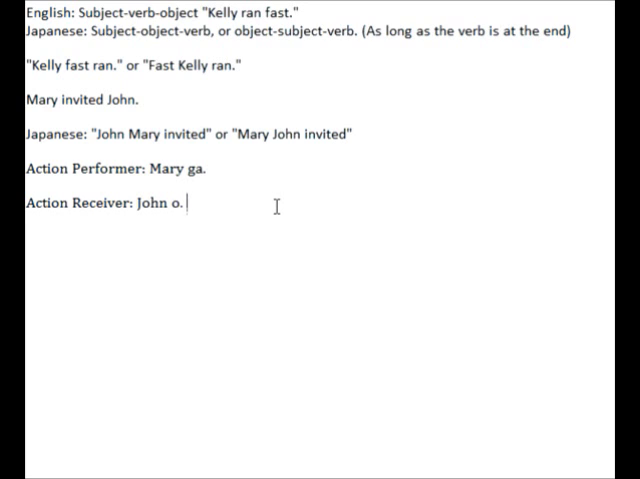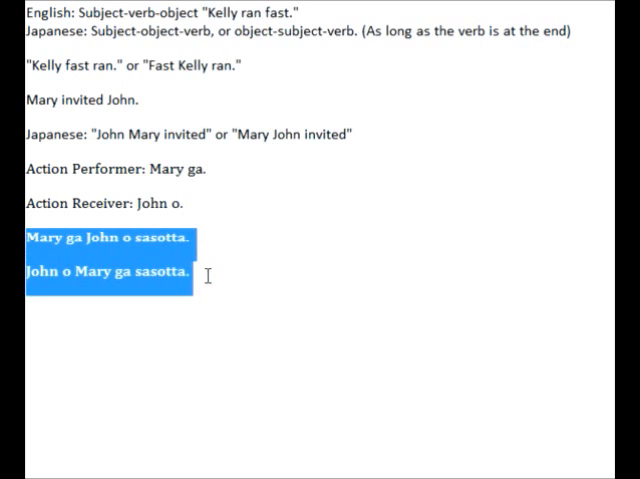That's not the entire sentence. So some of you are wondering, what is she talking about? Alright. So both of these sentences mean Mary invited John. Mary ga John o sasota. And John o Mary ga sasota. See? All of these mean the exact same thing.